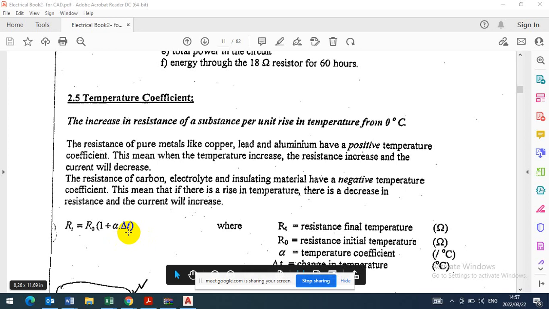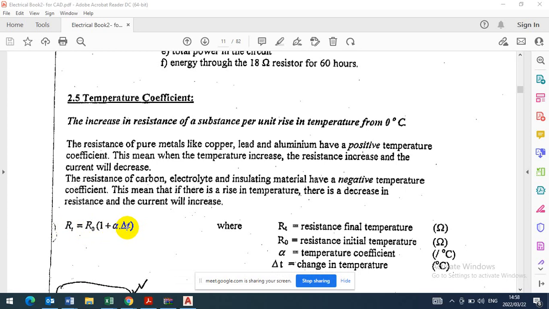All right. So what you're going to do, you know RO. RO must come out of the right-hand side. You must take it to the left, and how do we get RO to the left? It's by dividing it on the left-hand side. So it will be RT over RO equals 1 plus alpha, then in brackets we are going to have T2 minus T1, clear? That is for delta T. You replace delta T with T2 minus T1.